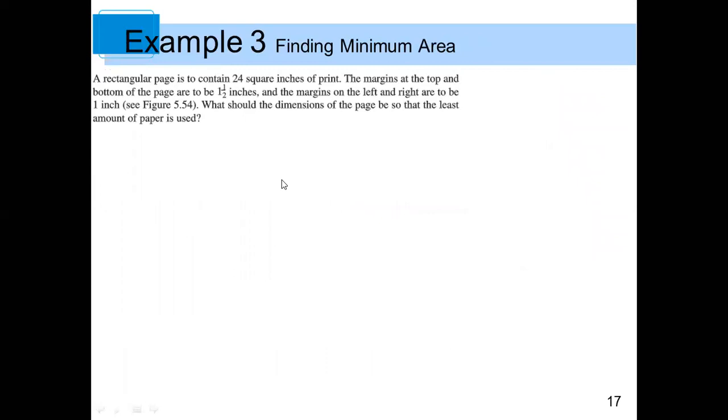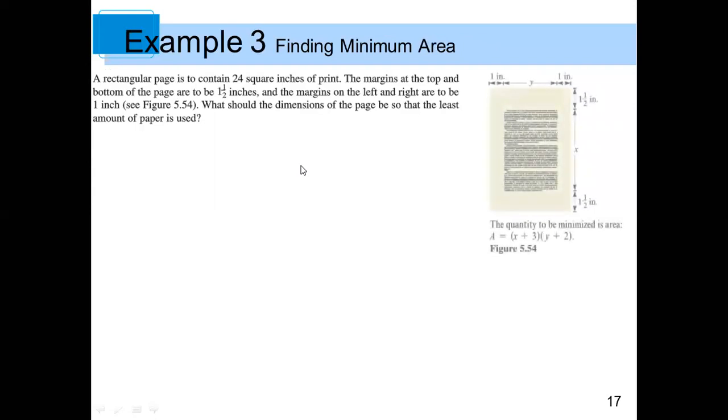So find a minimum area. A rectangular page is to contain 24 square inches of print. The margins at the top and bottom are to be 1.5 inches, and the margin at the left and right are to be 1 inch. What should the dimensions of the page be so that the least amount of paper is used? So I'm going to minimize the area.